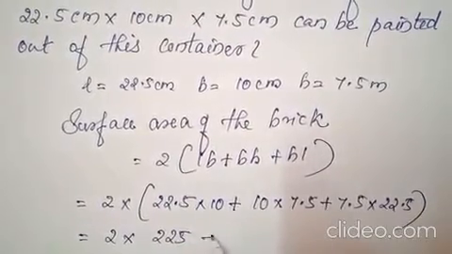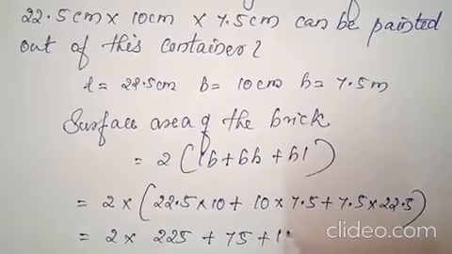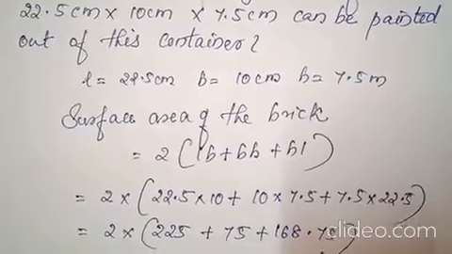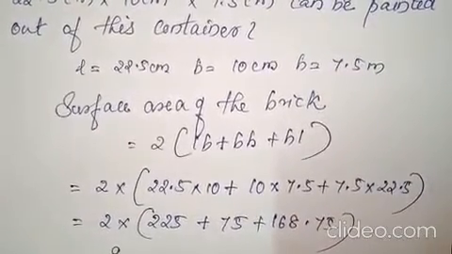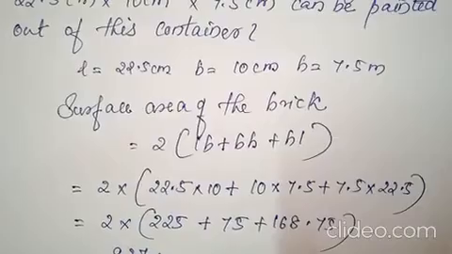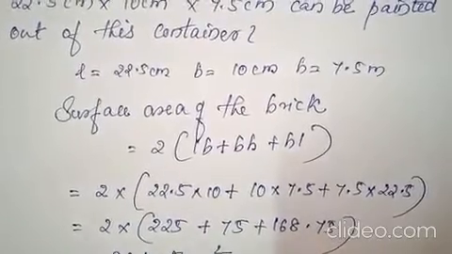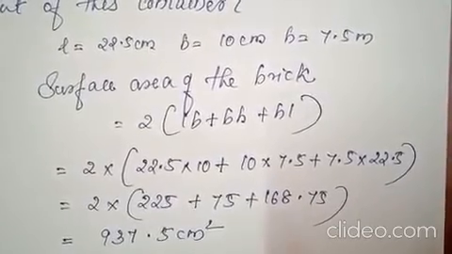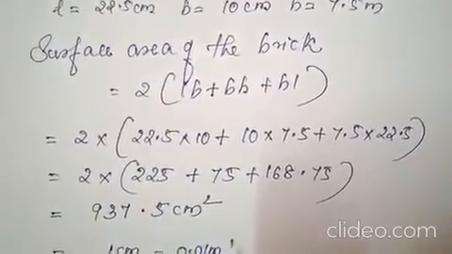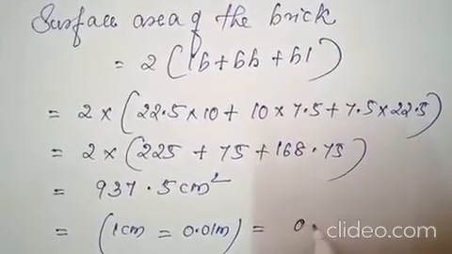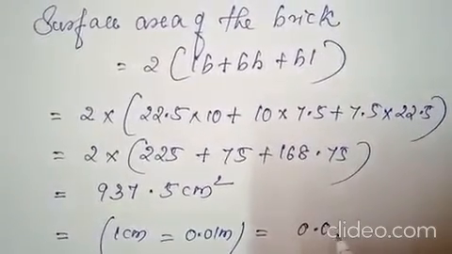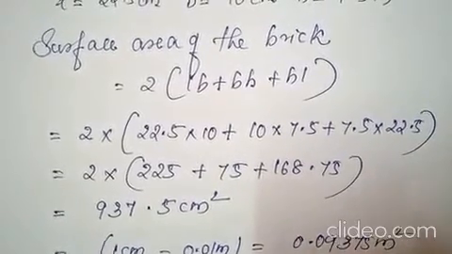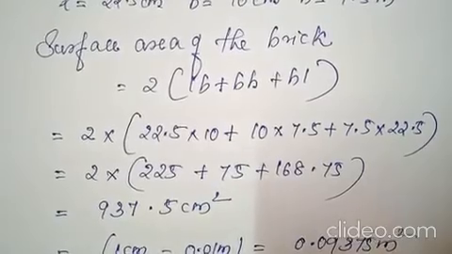We will get the answer like this: 225 plus 75 plus 168.75. So we should add these three numbers first and then multiply into 2. We will get the final answer 937.5 centimeters square. Got it? This is centimeter square. While converting this one, 1 centimeter equals 0.01 meter. After converting, we will get the answer 0.09375 meter square. Centimeter square to meter square we should convert. So we got the surface area.